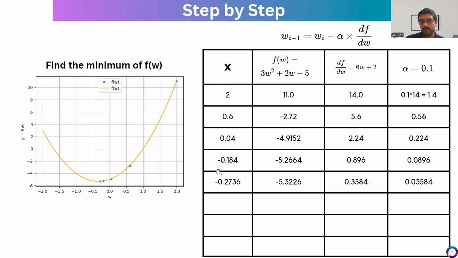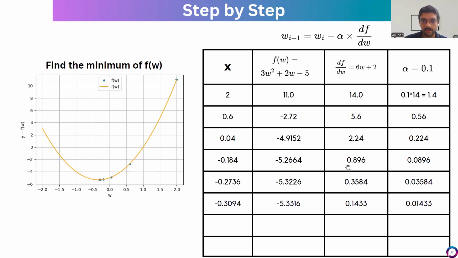So let's take the next step, minus 0.184. Subtract this term, you get minus 0.2736. The function value you've got, and you see now that the change in the function value is much smaller as well, which you see in the plot. You're coming closer and closer. The value of the function is now much closer. W is also much closer. So initially the function value was 11, very far away. You're coming closer and closer. The function value is now minus 5.26, minus 5.32. df by dw has become smaller, and so the step size now is really, really small.